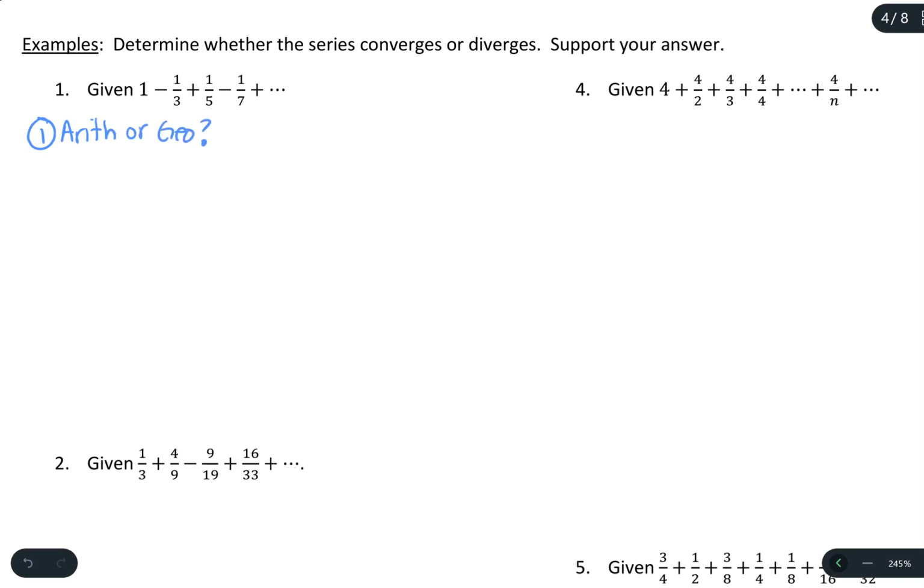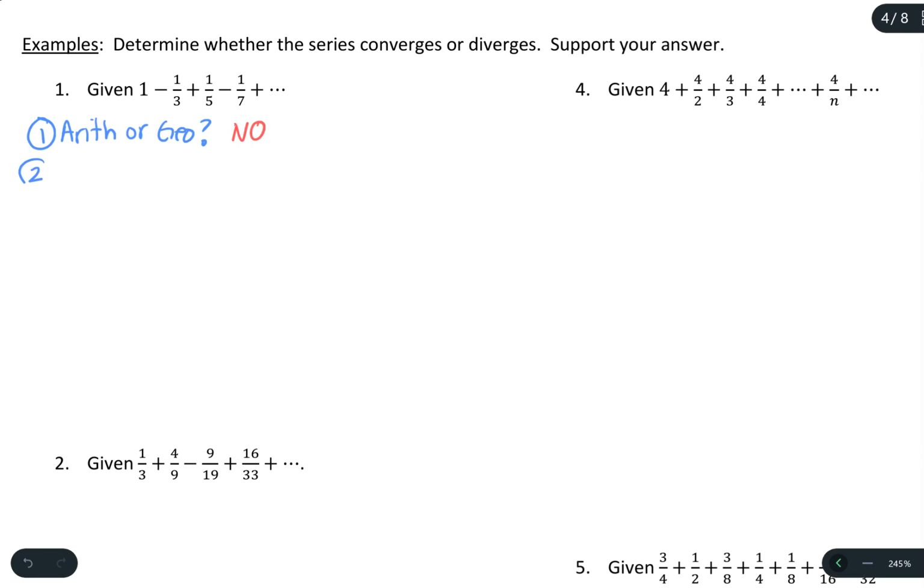Yes or no? Because if it's arithmetic or geometric, I know a lot about it. We know that all arithmetic series diverge. We know that geometric series only converge if the absolute value of r is less than 1. Otherwise, they diverge. So if I know it's arithmetic or geometric, easy, I'm done. I don't even have to do anything that I'm learning in chapter 20. Don't forget about arithmetic and geometric. It's the quickest, easiest way to get to an answer if it's one of those two. All right? So is this one arithmetic or geometric? Darn.